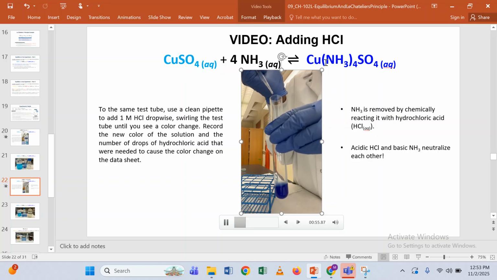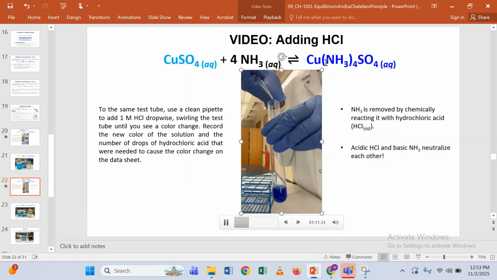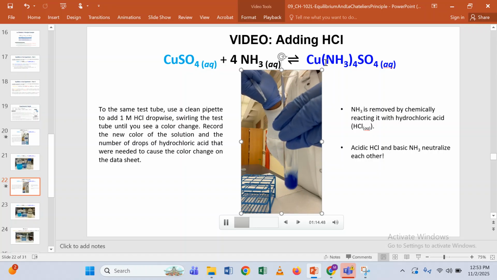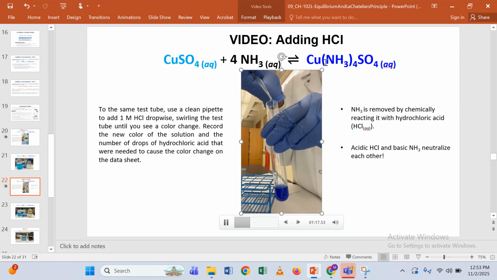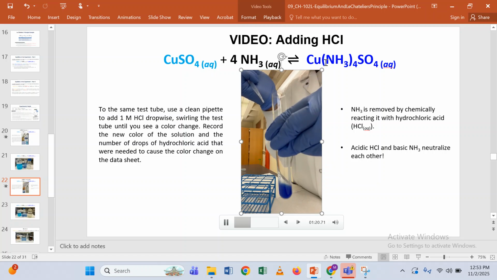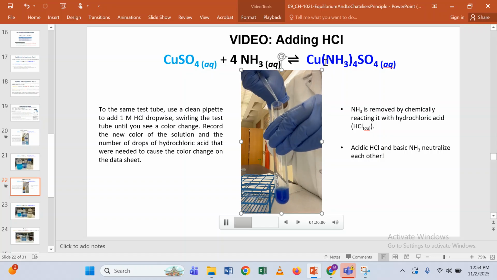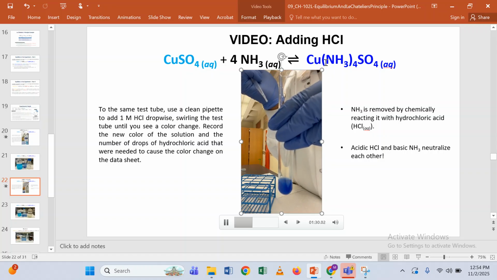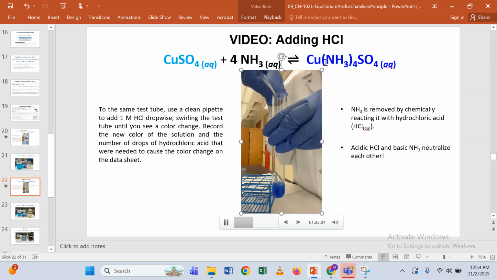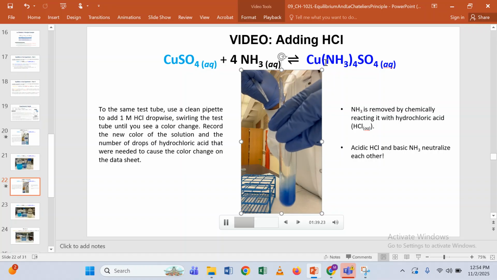Five drops of acid, still. Six drops of acid, seven, eight, nine, 10, 11, 12, 13, 14, 15. And notice it's getting lighter.